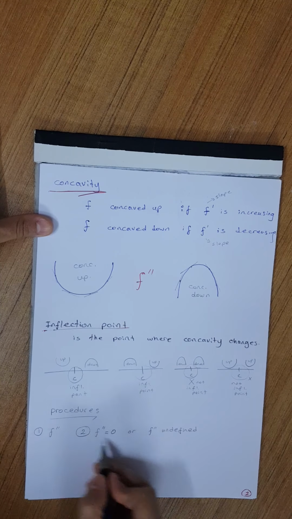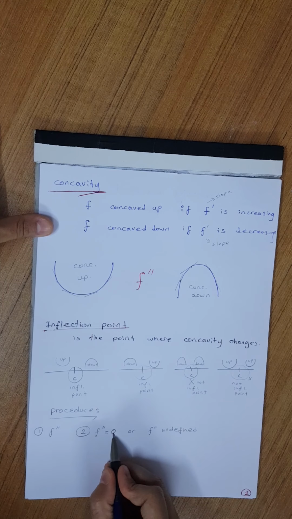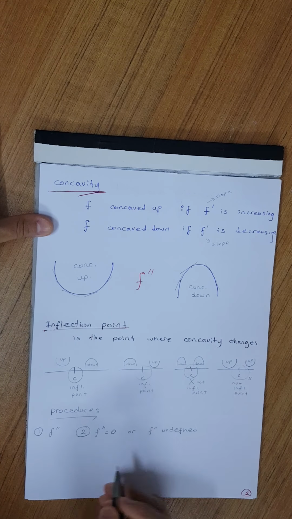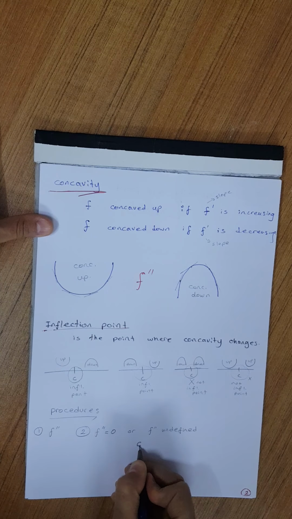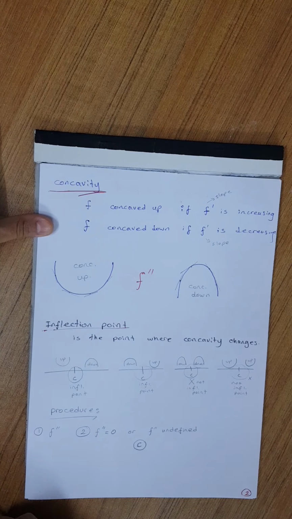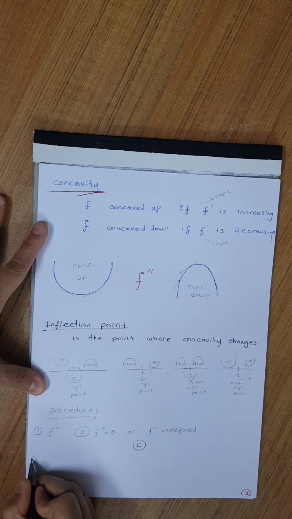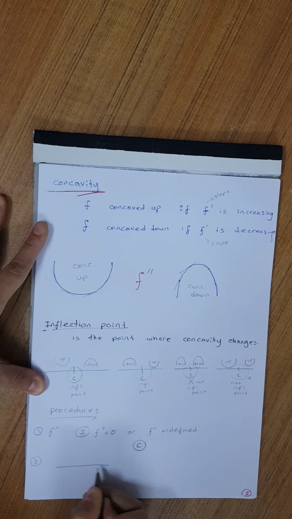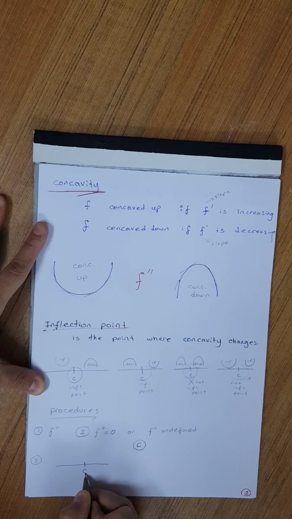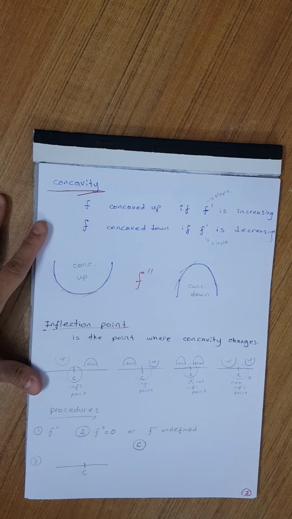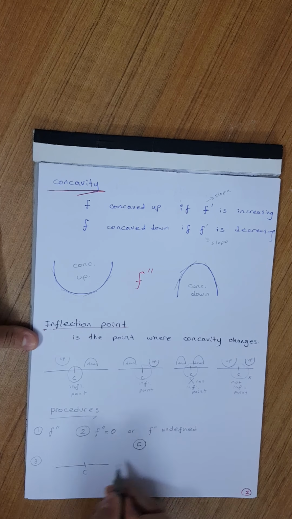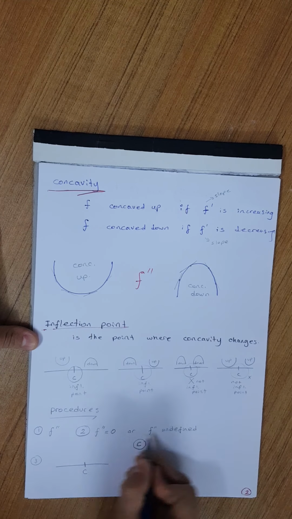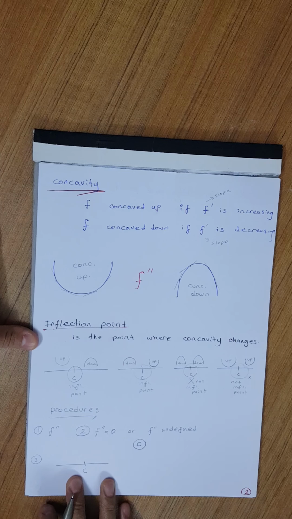Then, when we are finding those numbers that make the second derivative equal to 0 or undefined, I'll get, of course, a number because I'm finding it. Let's consider that number is c. The third step, what am I going to do? I'm going to put that c on the real number line, like we did previously for increasing and decreasing functions. I'm putting that number c that I found on the real number line.